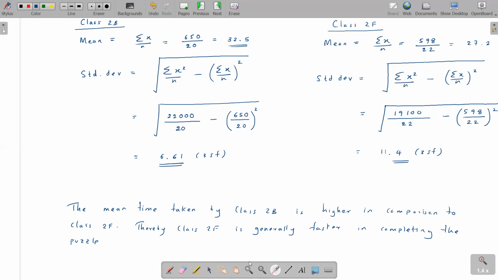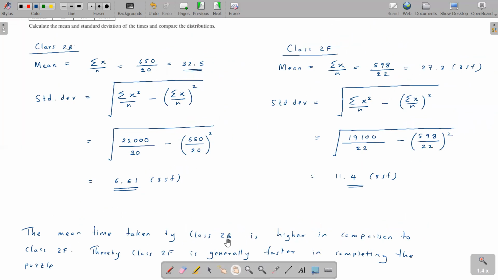Also, let's give a comparison with the measure of spread. Measure of spread means how the times are spread. The standard deviation shows how much the data is spreading around the mean. Around the mean, this has a lower spread, the times having less spread. But over here around the mean, there is a larger spread, which means in class 2F there is a higher spread of times than class 2B.